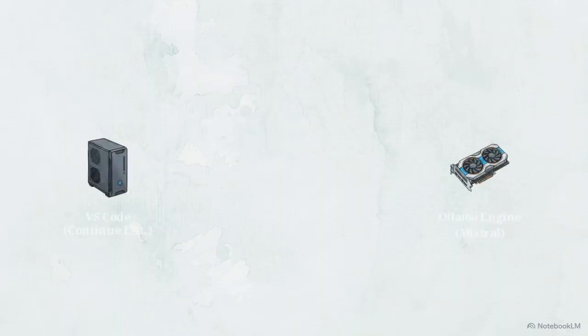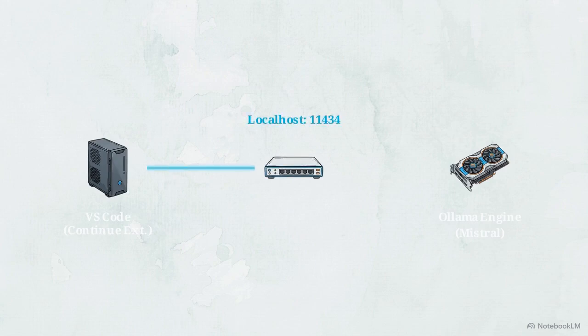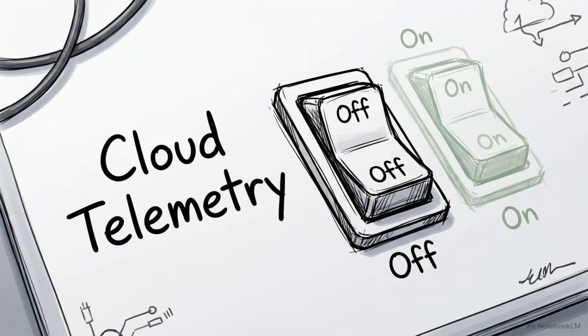This chart shows the architecture we are building. We are creating an internal bridge from your VS Code environment through port 11434 on your local network, straight into the Ollama engine. Out of the box, Continue is configured to send your data out to cloud APIs. We need to override that default behavior.